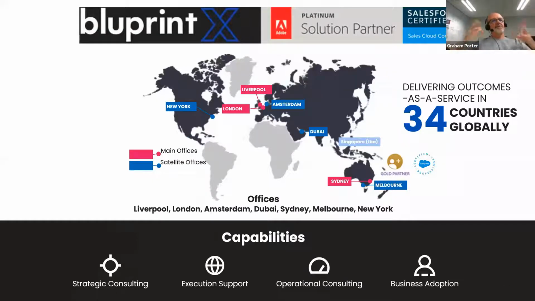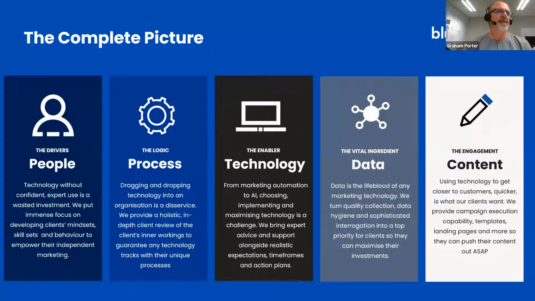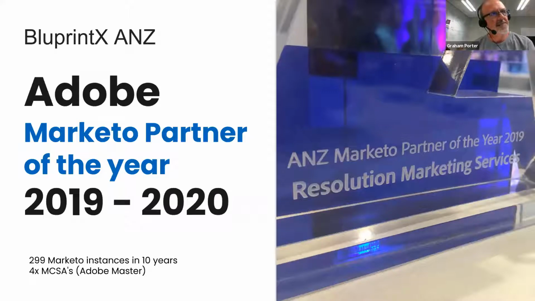So quick few seconds about us. We're customers in 34 different countries, offices in 7. We've got a lot of experience internationally. We are a platinum partner of Marketo's. Here locally in Australia, we're gold. But we have a huge amount of experience as far as setting up systems and integrating into your sales and marketing environment. So if you need any help, let us know. This is the key one for us. We love working with the Adobe folks and the Marketo folks, been doing it for 10 years. We are Marketo's or Adobe's Marketo Partner of the Year for 2019 and 2020. So very, very proud of that.